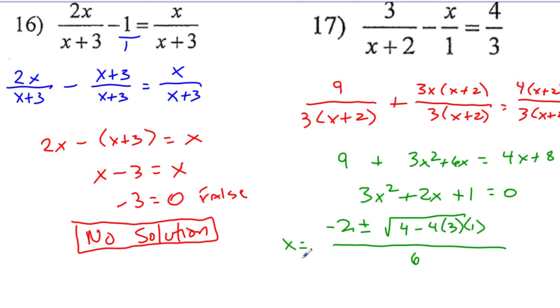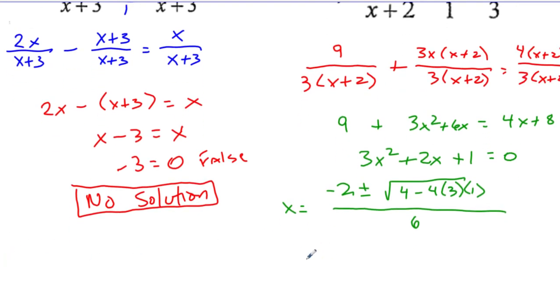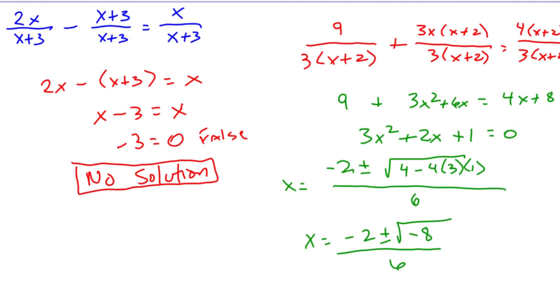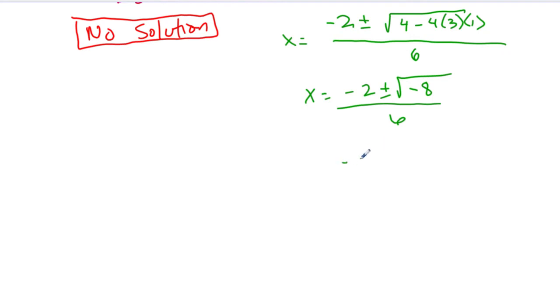So we're almost done. We just got to simplify, and here's what happens in here. This says 4 minus 12. Well, 4 minus 12 is negative 8. So I end up with a negative in the radical. Okay, so negative 2 plus or minus the square root of negative 8, over 6. And for our x values, we're going to say there's no real number solutions, but let's simplify it into i anyway. Right, we can still do that. So this is going to become negative 2 plus or minus 2i root 2 all over 6.